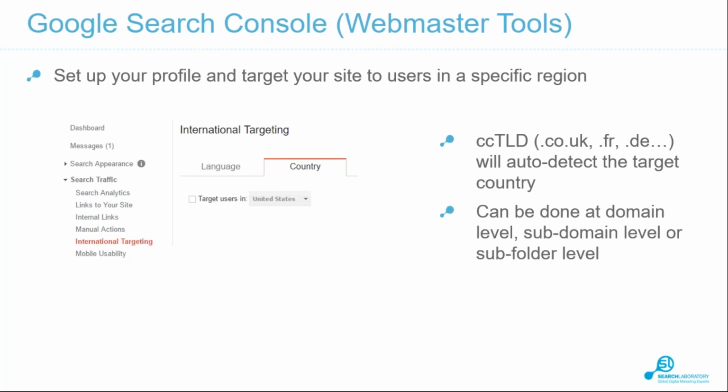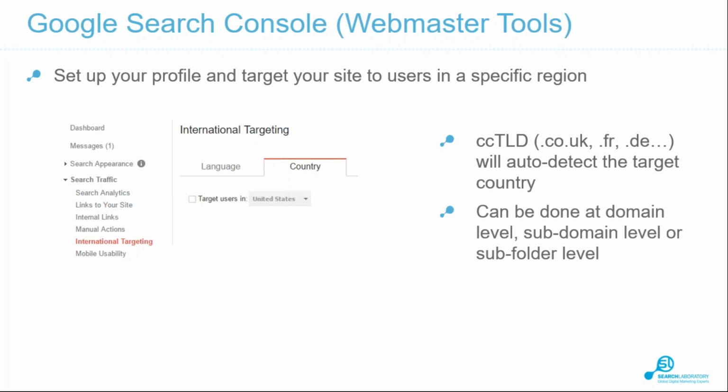So domain level, so a generic top-level domain like .com or .net, subdomain level, or even subfolder level. You can be very specific with how you want to target that piece of content to specific users around the world. Now it does come with its sort of considerations.